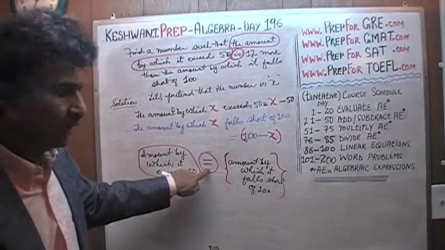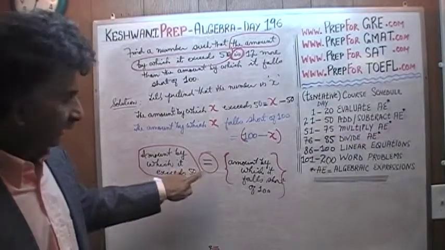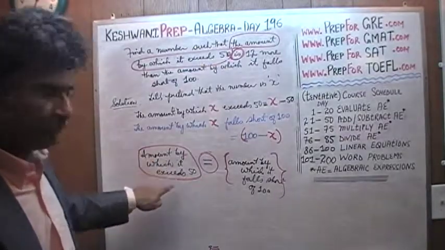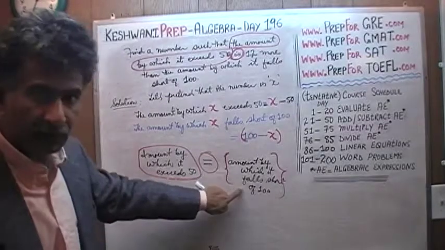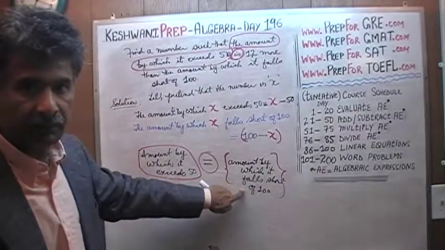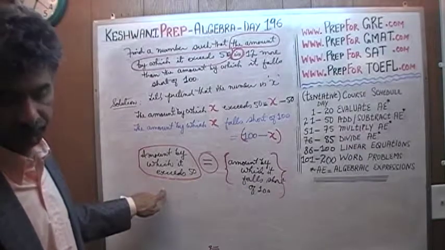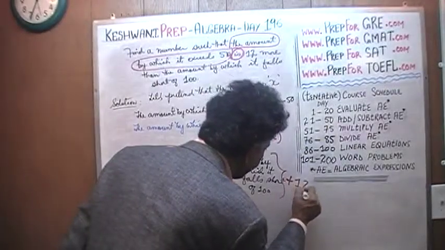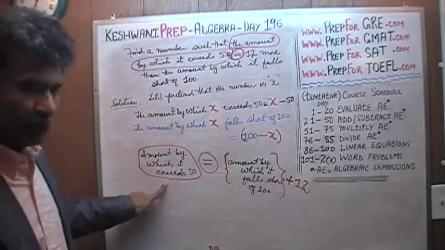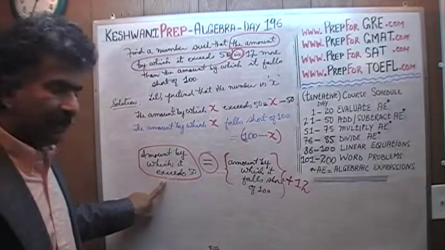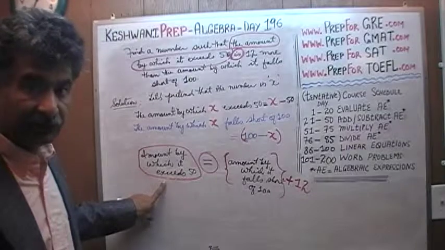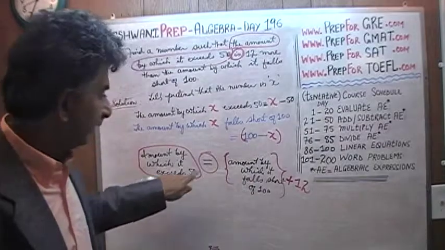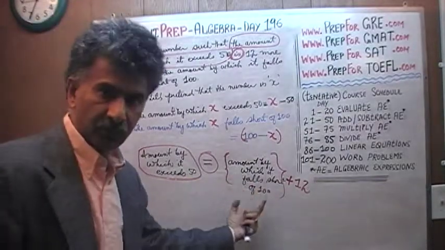So if I want to put the equal sign here, what do I have to do? Since the amount by which it exceeds 50 is 12 more, either I have to subtract 12 from it to make it equal to this guy, or add 12 to this guy to make it equal to this guy. Either way is fine. Let's add 12 to this guy, because the amount by which it exceeds 50 is 12 more, therefore we have to add 12 to this side to make this quantity equal to this quantity. When I said this quantity, I meant the quantity on the right hand side.